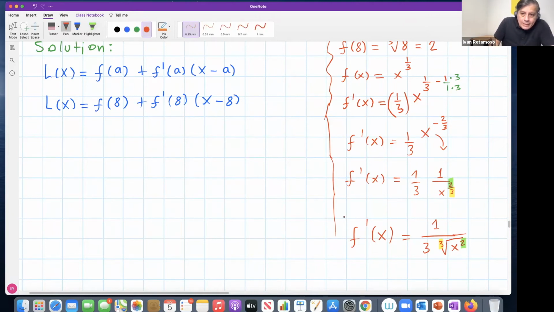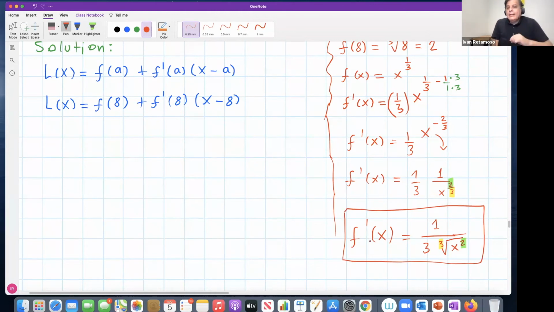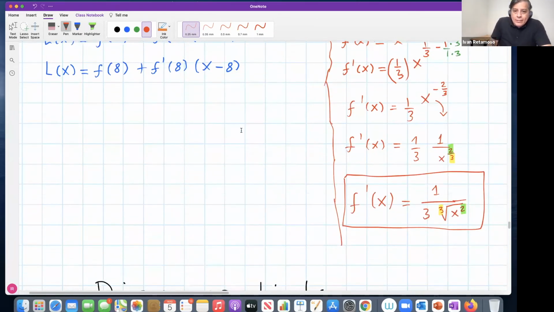just like we got the result for the derivative of the square root of x as 1 over 2 square root of x. This is the derivative of the cube root of x: 1 over 3 times the cube root of x squared. Now, with that result, it's easy to compute f prime at 8, right? Why do you say that, Professor? Well, look, if we put this in here, 8 squared is 64. Cube root of 64 is 4. 4 times 3, 12. So 1 over 12.